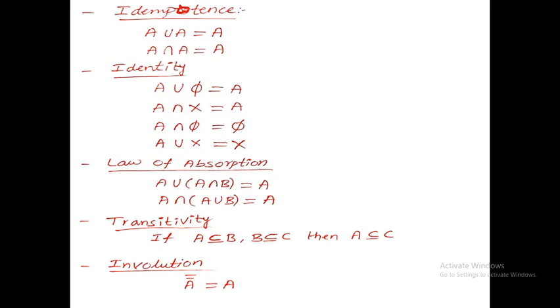A intersection pi is equal to pi only. Something intersecting with nothing means nothing is common, so you get A intersection pi equal to pi, the null set. And A union X: A unioned with the universe of discourse results in the universe of discourse.